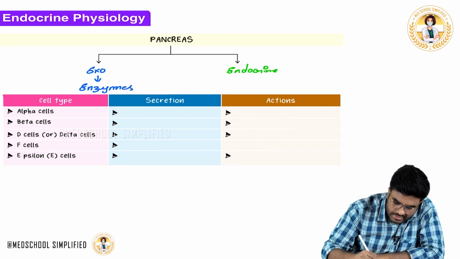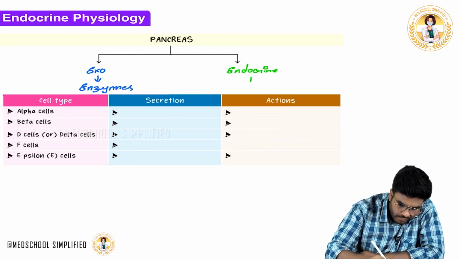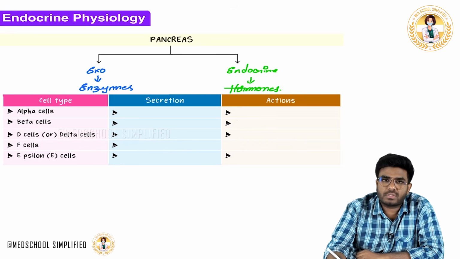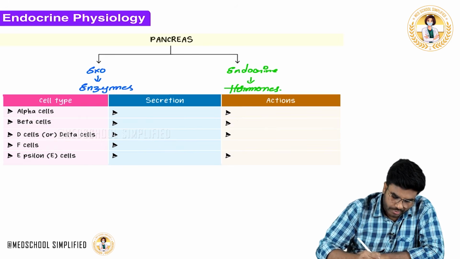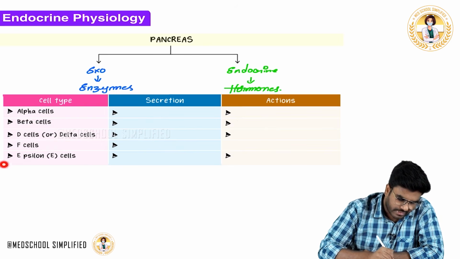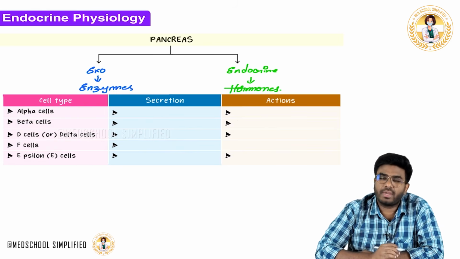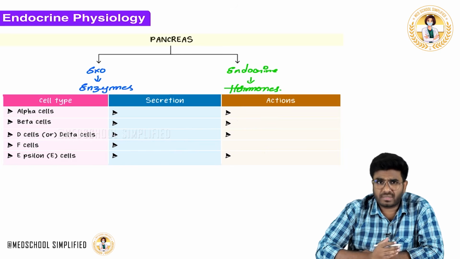So what is this endocrine function? Endocrine function is the production of hormones. Now which hormones, sir? In the pancreas there are different types of cells present. Let me show you here. For example, alpha cells. Alpha cells are A cells, beta cells are B cells, something like that.